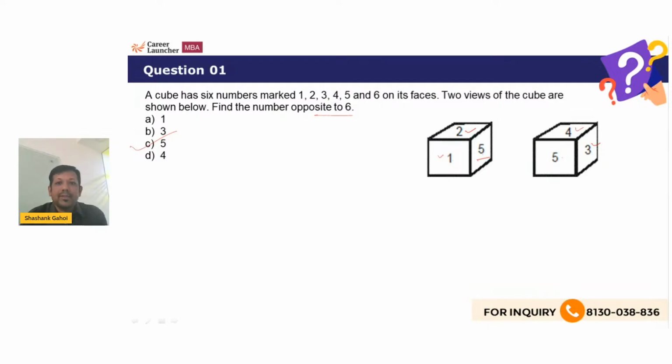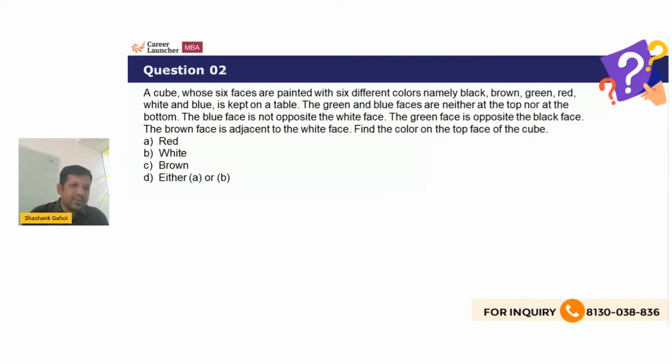Now let's start another question. What does it say? It says that there is a cube. There are 6 faces painted with 6 different colors, namely black, brown, green, red, white, and blue. The green and blue faces are neither on the top nor on the bottom.